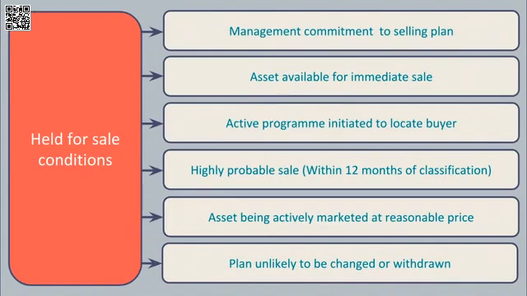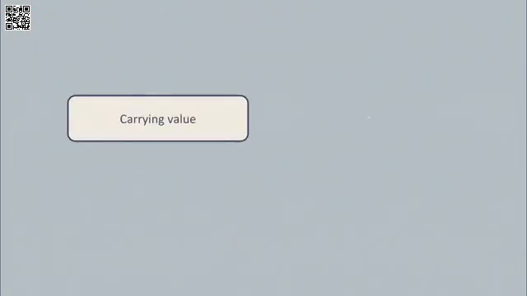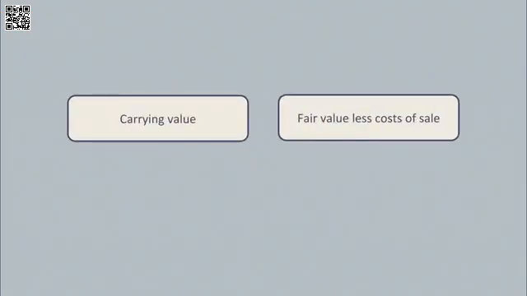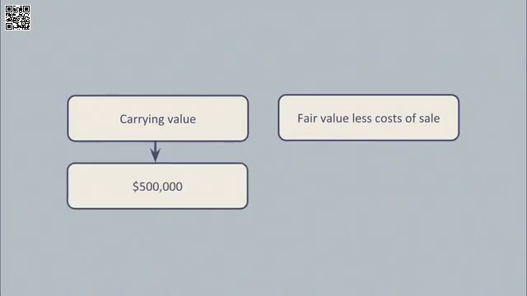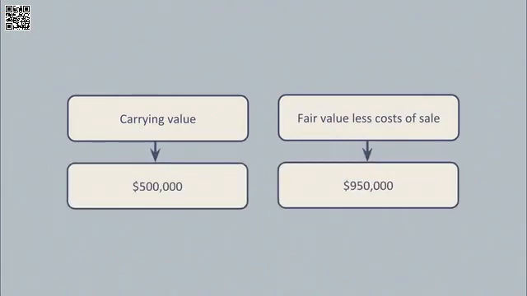Now that we've ascertained that the asset should be recognised as one held for sale under IFRS 5, how is it recorded in the financial statements? Or how do we value it first? Its carrying value up to the point of sale was $500,000 in accordance with IAS 16. The current valuation is $1 million and the costs are estimated at $50,000.